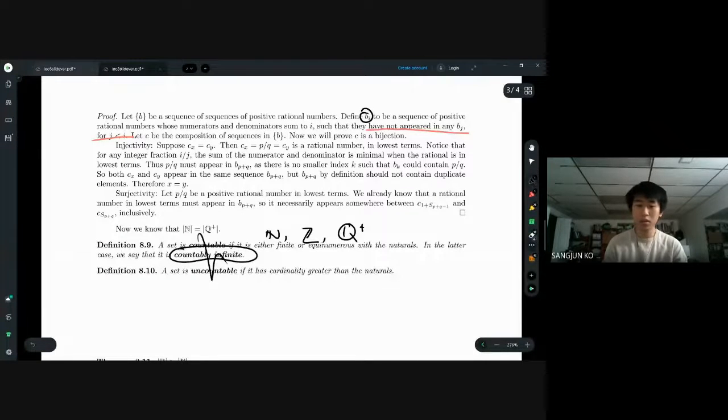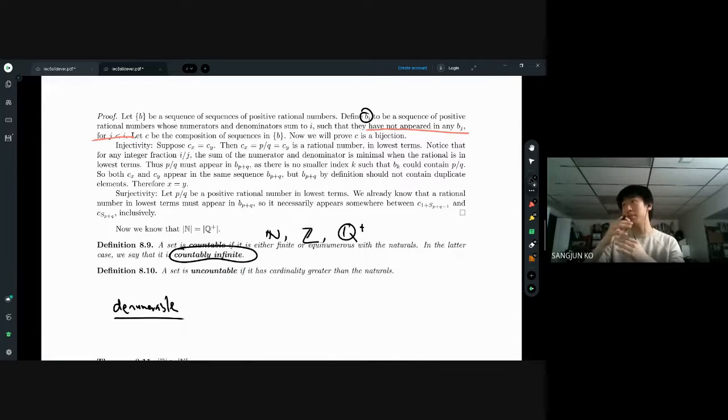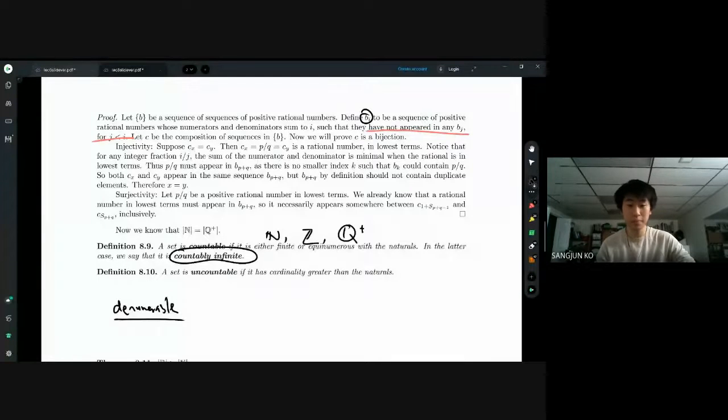One other piece of vocabulary is that some books or texts, instead of using the word countable, use the word denumerable. Denumerable just means that you can enumerate the elements, which just means that you can construct a bijection between the natural numbers and the elements of the set. Are there any other questions about these two definitions?